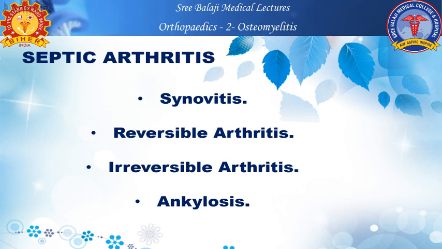In the next stage, when the disease progresses, the inflammatory exudate and the bacterial toxins will destroy the articular cartilage. So the next stage will be reversible arthritis, where the X-ray will show mild destruction of the articular cartilage and irregularity in the joint surface. As the disease progresses, there will be complete destruction of the articular cartilage, exposing the subchondral bone. So that is the stage of irreversible arthritis.